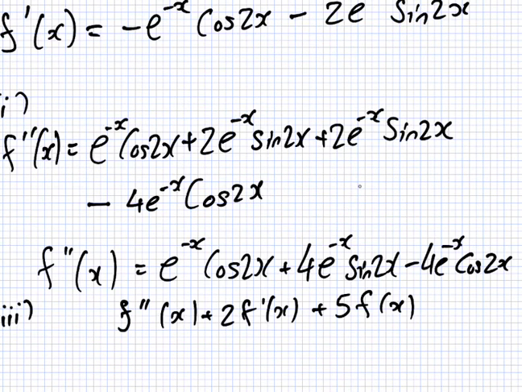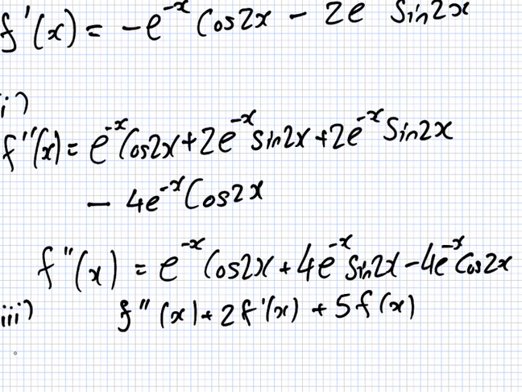Anyway, I need to have my derivative up here so I can see it. So, just to save space, cos 2x is always cos 2x. There's no cos x. So I'll just write C for cos 2x. And sine 2x is always sine 2x, so I'll just write S for sine 2x.